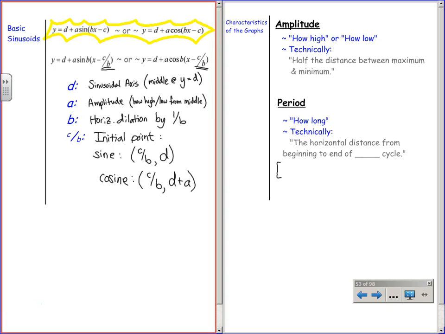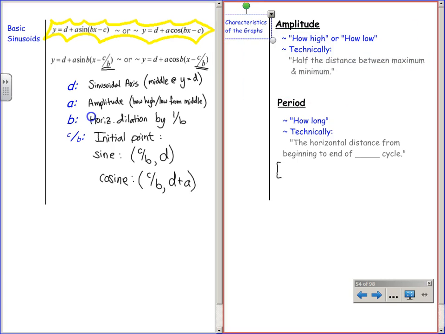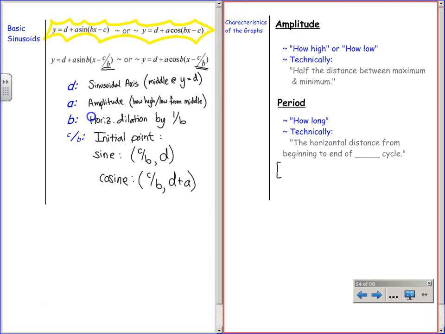Amplitude, we already said how high, how low. We're going to go ahead and call that our A. Okay, our amplitude's going to be our A.